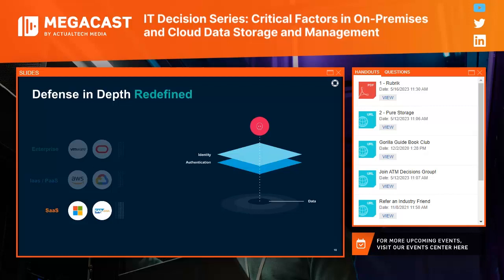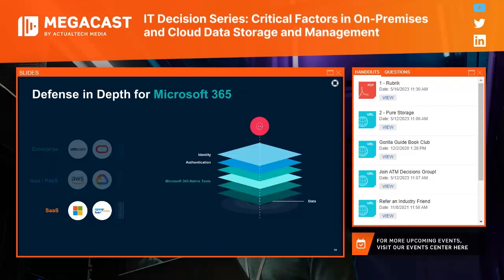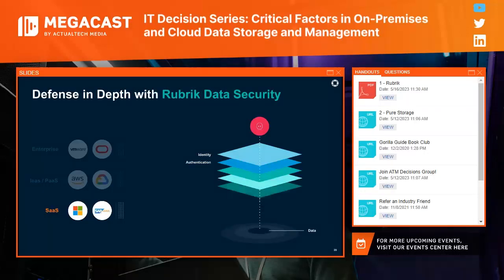So for the SaaS-based world, those layers become identity and authentication layers. And the main entry point into the SaaS-based world, really for attackers, is your user credentials, your user logins. And that's where threat groups use those to gain access. Now, you also have the Microsoft native tools as well. So you're thinking about the native Microsoft 365 tool set there. And if those layers are breached as well, maybe admin credentials are compromised, that's where Rubrik really fits in as a critical part of this holistic defense in depth strategy.